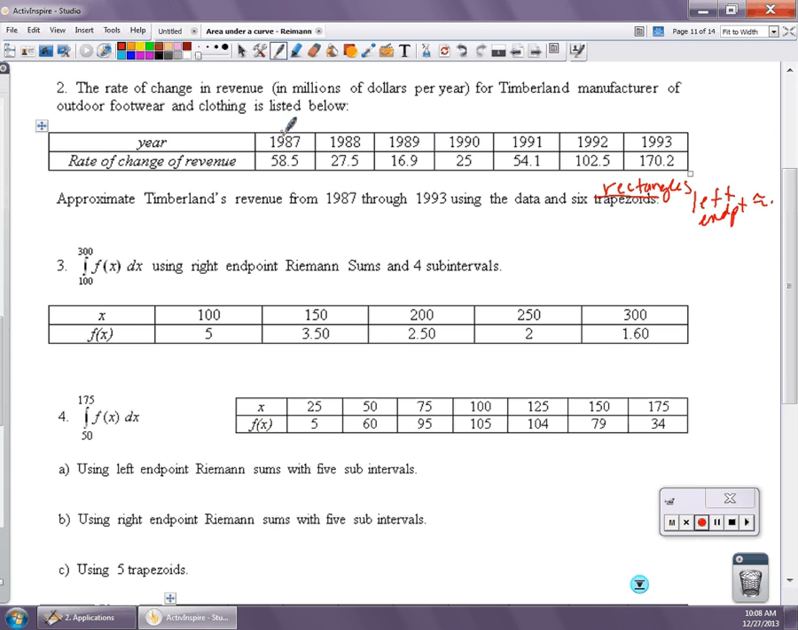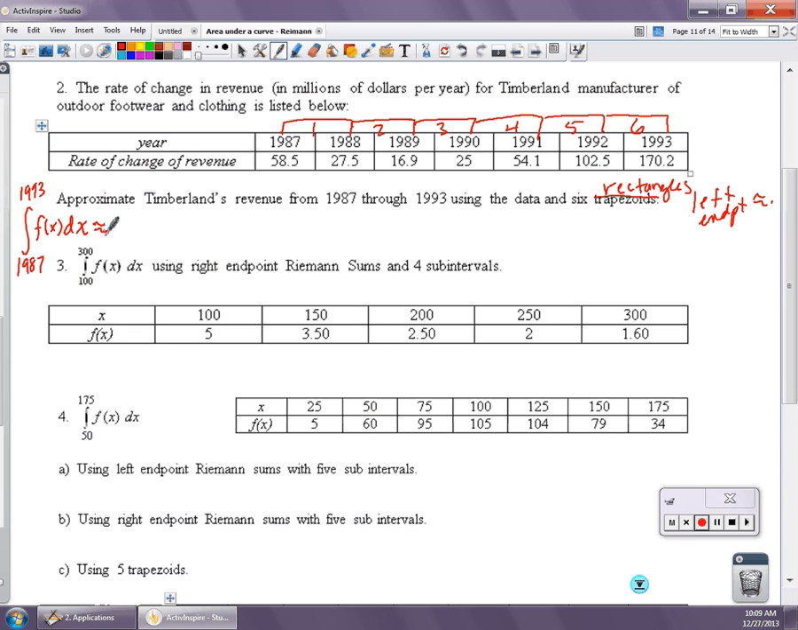So I like to just put rectangles on the top. So from 87 to 88, from 88 to 89, from 89 to 90, from 90 to 91, from 91 to 92, and 92 to 93. That way I can see that I have 1, 2, 3, 4, 5, 6 rectangles, which is what they were asking me to do. Now we're going to approximate the definite integral from 1987 to 1993. They don't really give this function a name, so we'll call it f of x dx.